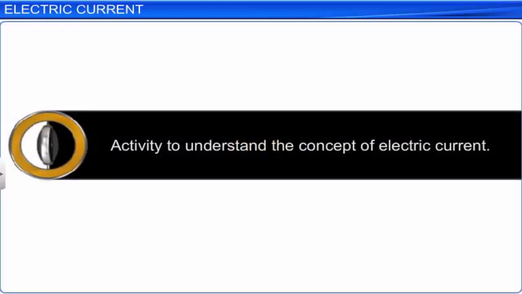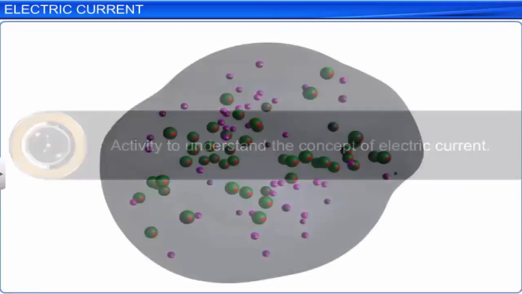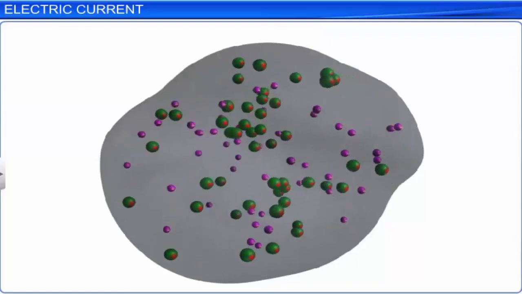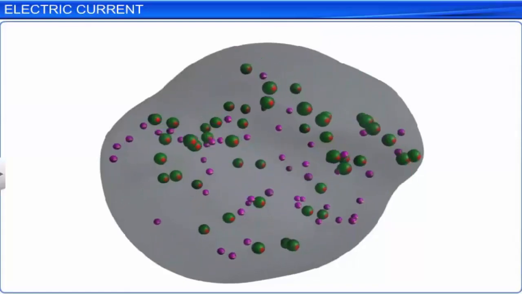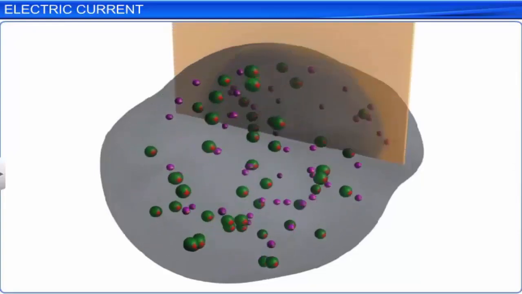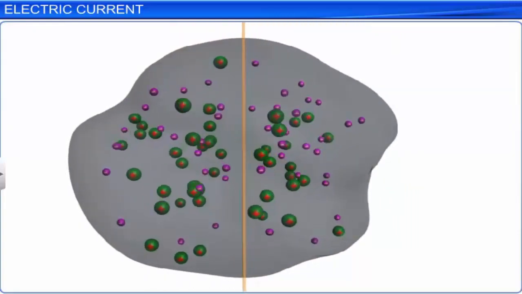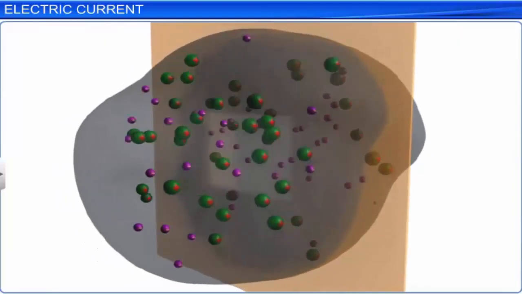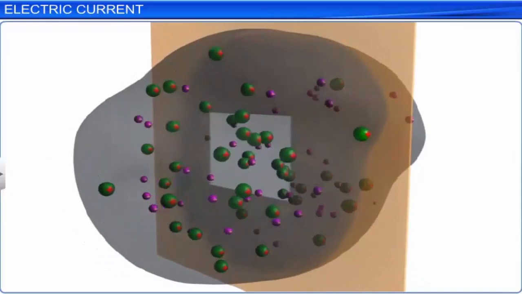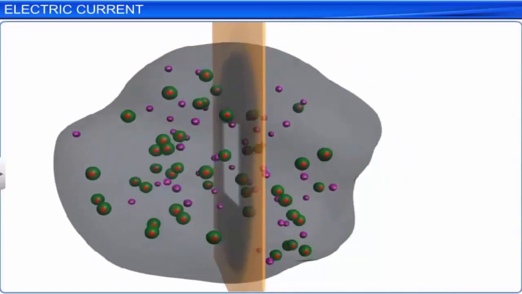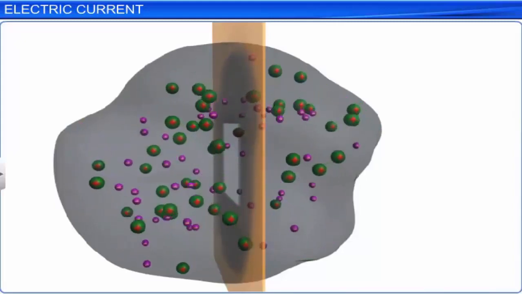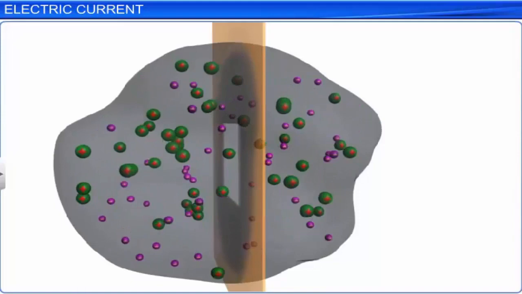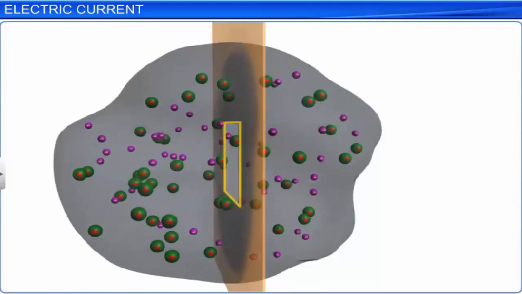Let us conduct a simple virtual activity to understand the concept of electric current. In a closed space, a large number of positive and negative particles move around randomly. Divide the space into two parts using a vertical plane surface through which the charges cannot cross over. Cut a rectangular-shaped window in the vertical surface. Now, the charged particles can move from the left side of the partitioned space to the right side and vice versa through the window opening in the vertical plane surface.